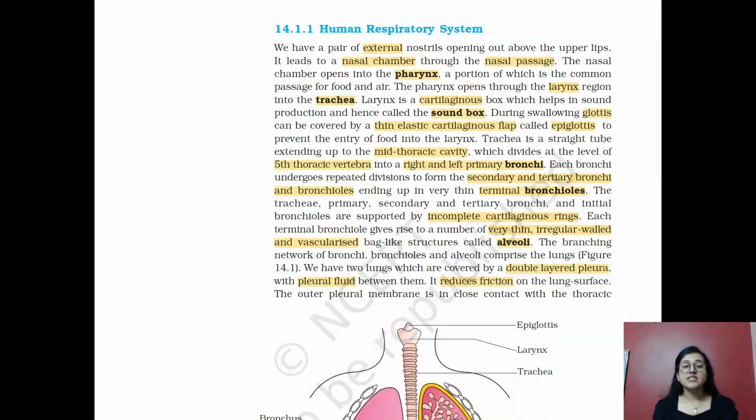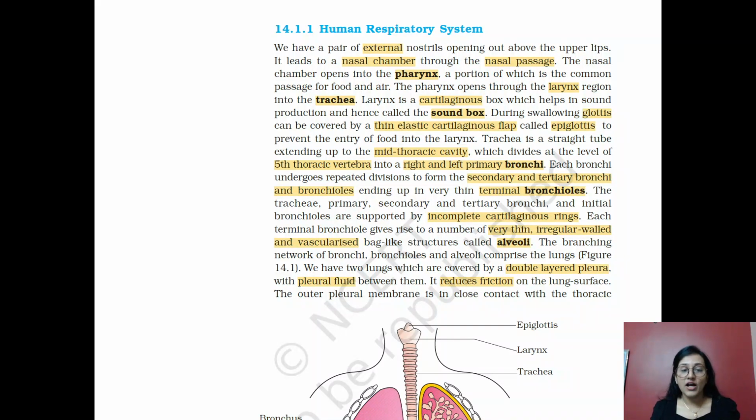Coming to larynx, what is larynx? It is commonly known as the sound box. Larynx is a cartilaginous box. Remember, it is made up of cartilages, not bones. So it is a cartilaginous box which helps in sound production and hence is called the sound box. The activity that I am doing now is I am talking. I am reading aloud. So there is sound coming from my larynx.